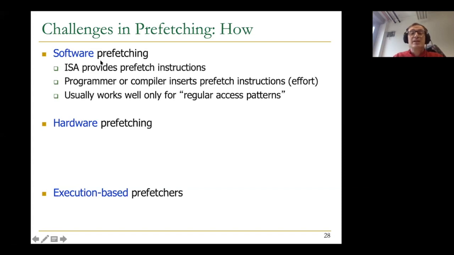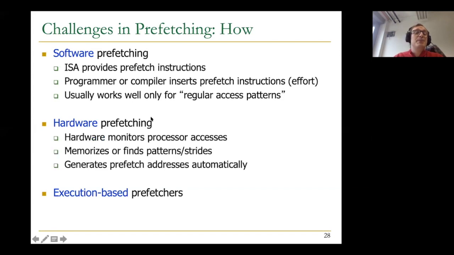Software prefetching. In this case, the instruction set architecture provides prefetch instructions, and most existing architectures actually do. And the programmer or compiler inserts these prefetch instructions, which require some effort, clearly. And usually this works very well for irregular access patterns, as we will see. Hardware prefetching, on the other hand, is transparent to software. Hardware monitors processor access patterns, and it either memorizes or in some other way finds patterns or strides, and generates prefetch addresses automatically, transparently to the software.